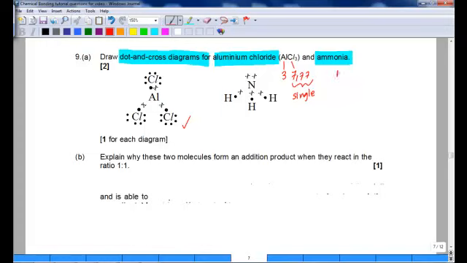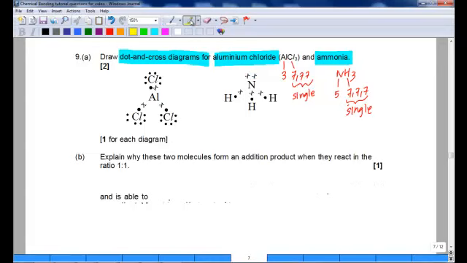And your ammonia, NH3, nitrogen has 5 valence electrons, hydrogen has 1, 1, 1. So in this case also single bonds. So I'm just left with one lone pair of electrons. Okay, this should be easy to get.